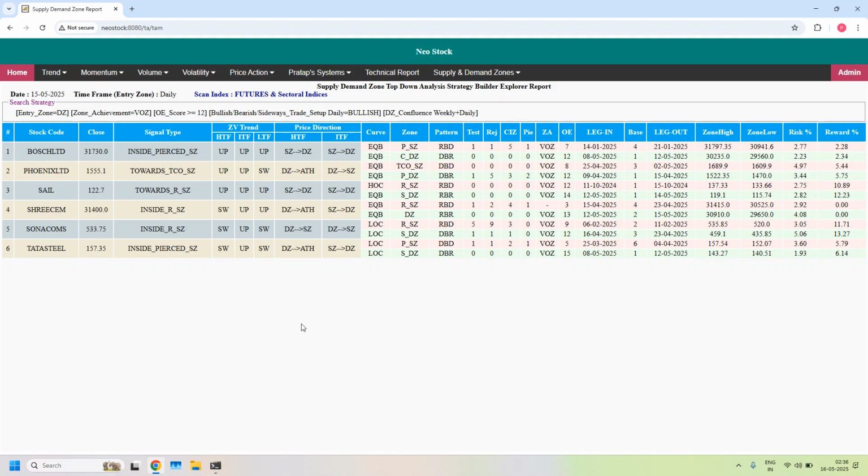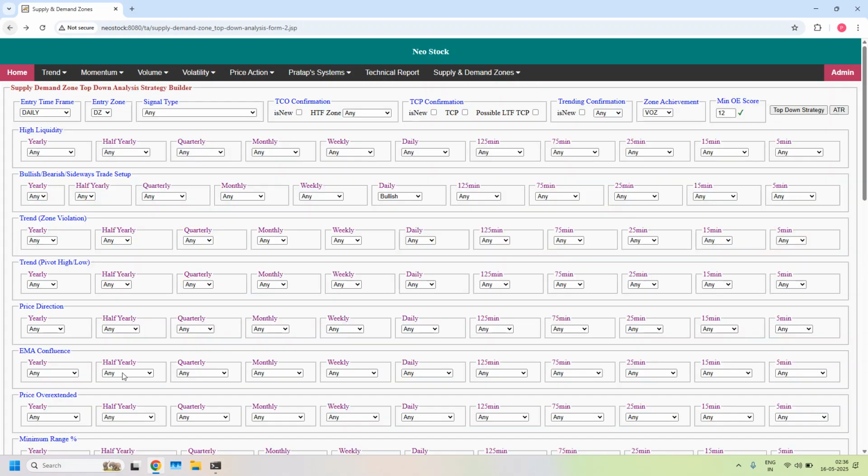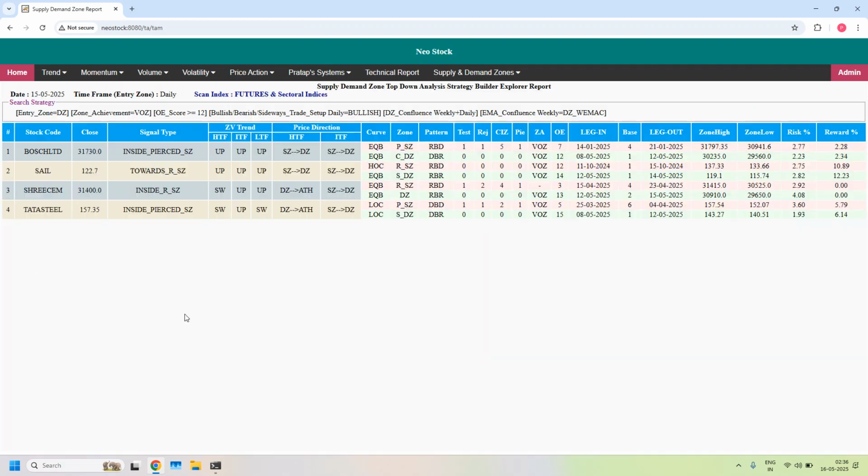uptrend. So let us further filter based on weekly demand zone having weekly EMA confluence. Because daily demand zone is overlapped with weekly, the filtered stocks, these daily demand zones might be having even more high probability to get success. So I'm going back, and the EMA at weekly, I'm checking weekly demand zone having weekly EMA confluence. 4 stocks are filtered. These 4 daily demand zones might be having more high priority for getting the success.